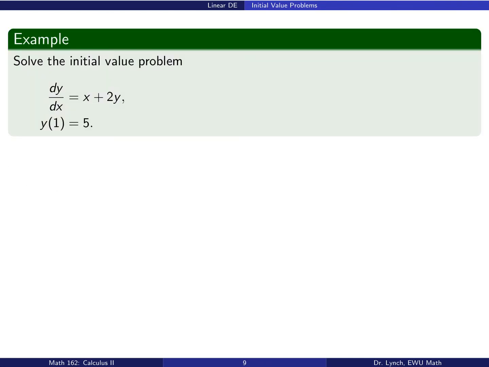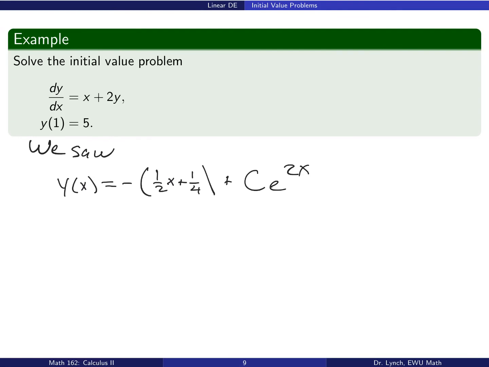Here's an example. Let's solve the initial value problem dy/dx equals x plus 2y, where y of 1 is equal to 5. Okay, so we saw previously an explicit family of solutions to this differential equation. So again, here's that explicit family of solutions.